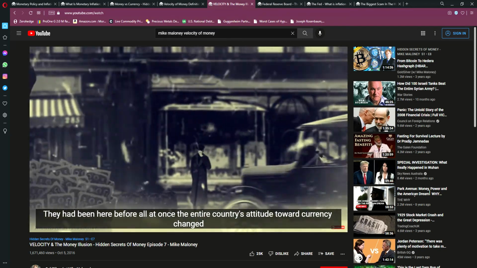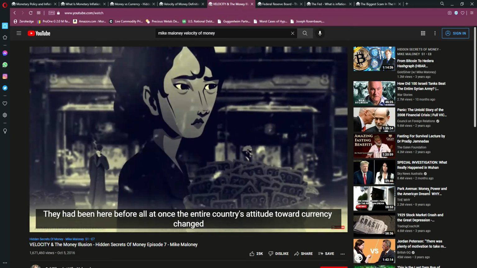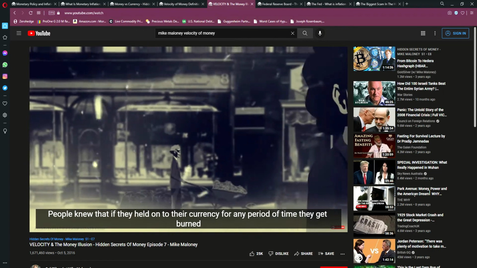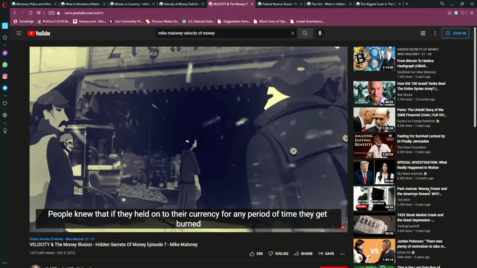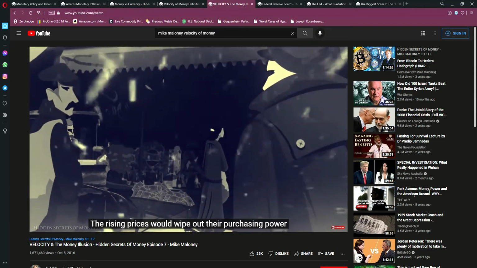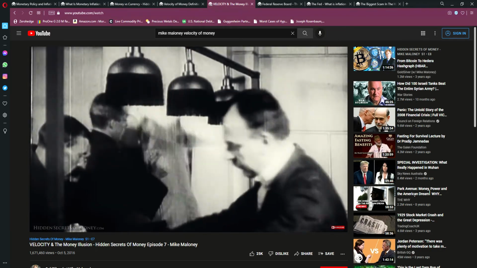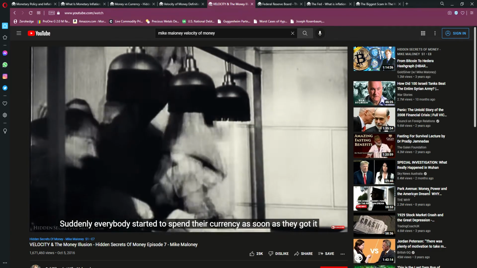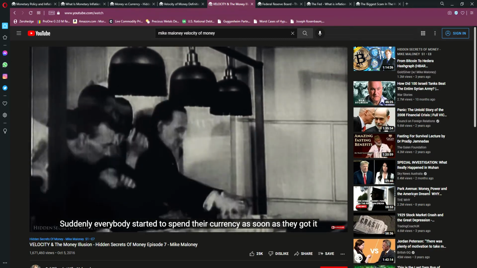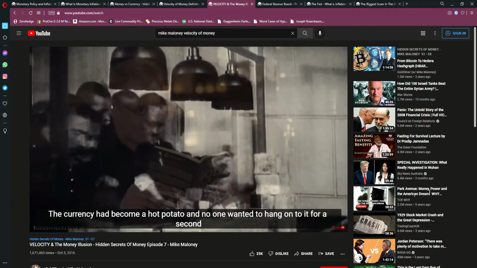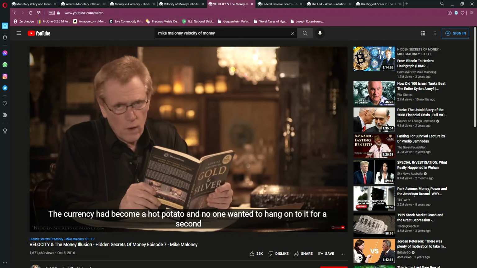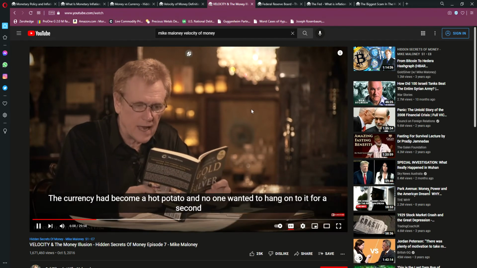All at once, the entire country's attitude toward currency changed. People knew that if they held onto their currency for any period of time, they'd get burned. The rising prices would wipe out their purchasing power. Suddenly, everybody started to spend their currency as soon as they got it. The currency had become a hot potato, and no one wanted to hang on to it for a second.